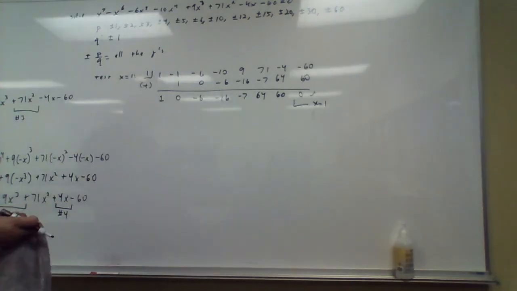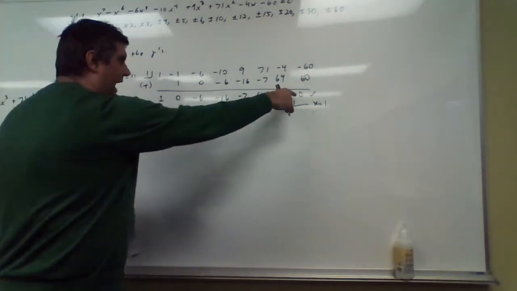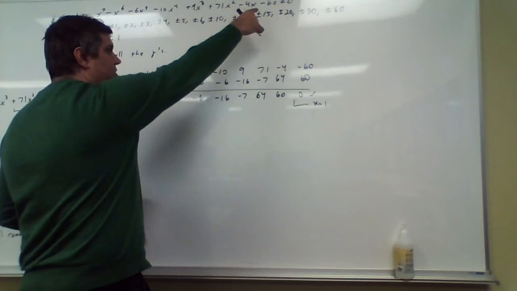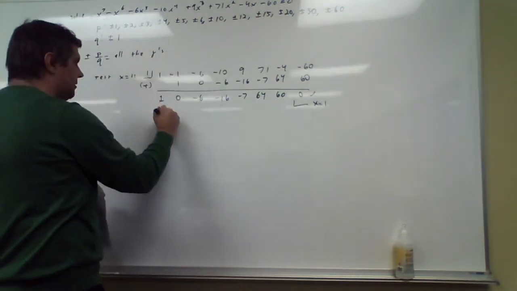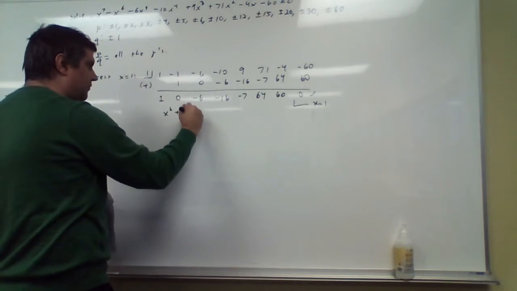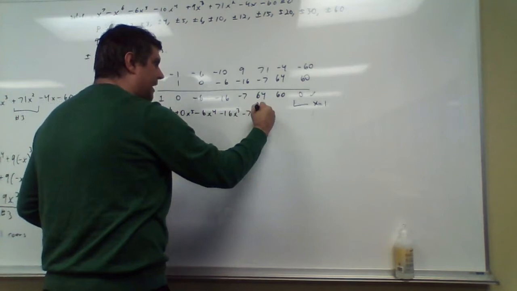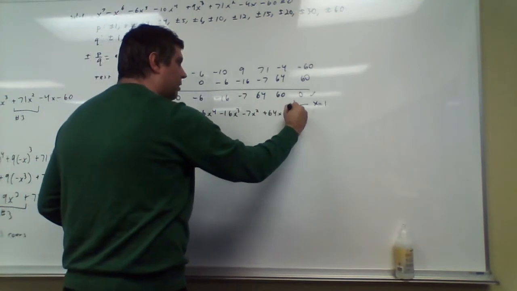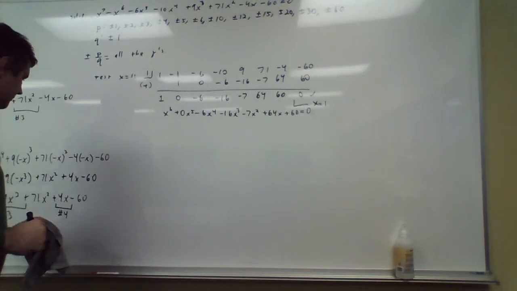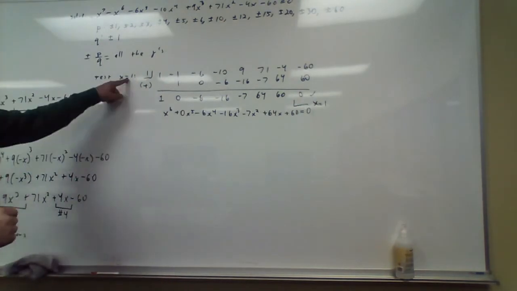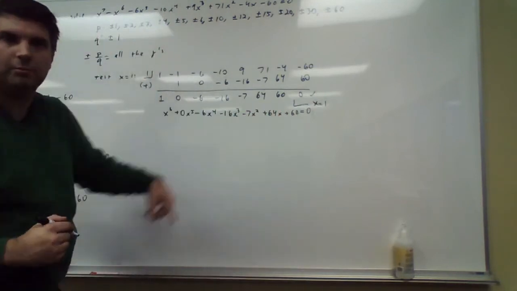Now, having determined that x equals 1 is a root to the original equation, we now also have a quotient: 1x to the 6th plus 0x to the 5th minus 6x to the 4th minus 16x cubed minus 7x squared plus 64x plus 60. I want to solve it for 0. Now, 1 worked in the original. I'd like to see if it might work in this one as well. Okay?